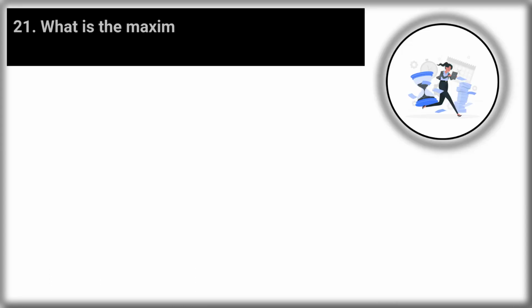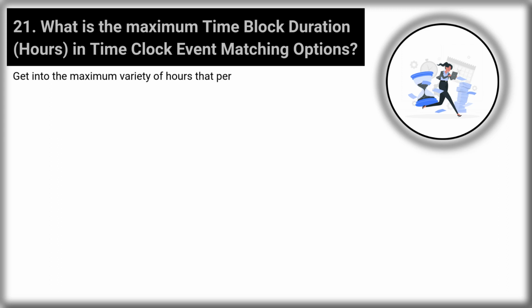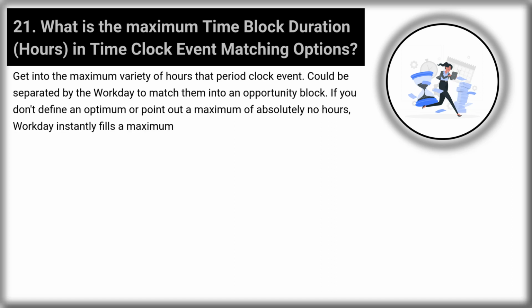21. What is the maximum time block duration, hours, in time clock event matching options? Enter the maximum number of hours that time clock events could be separated by for Workday to match them into a time block. If you don't define a maximum or specify a maximum of zero hours, Workday automatically fills a maximum of one day, and you cannot specify a maximum of more than a day.